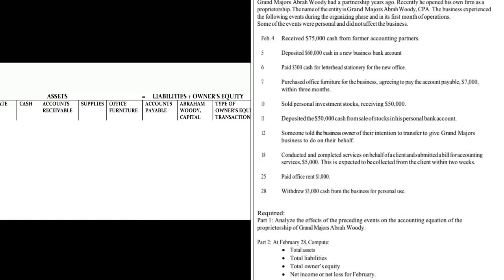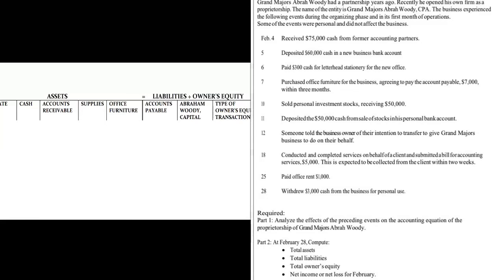So now we know we have the accounting equation, and we've given a few examples of assets and liabilities, and we've made known who the owner's equity, the capital, belongs to, right? So let's go. On February 4th, the owner received $75,000 cash from former accounting partners. So remember, this person had a partnership before, so he was in business with more than one person. But now he is running a sole proprietorship by himself, and we're analyzing that business.